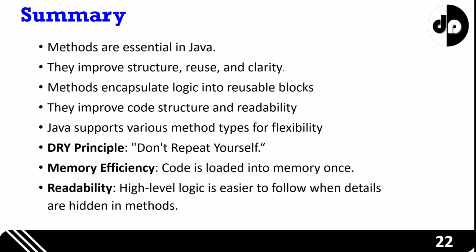Summary. In summary, methods are essential for memory efficiency and high-level logic. They encapsulate logic into reusable blocks that make your Java programs cleaner and more professional. They improve structure, reuse, and clarity. They improve code structure and readability. Java supports various method types for flexibility. The DRY principle: don't repeat yourself. Memory efficiency: code is loaded into memory once. Readability: high-level logic is easier to follow when details are hidden in methods.